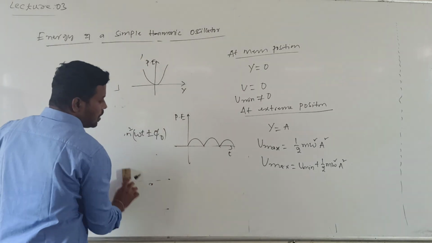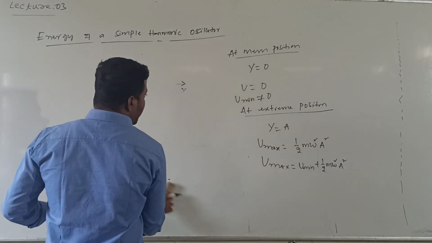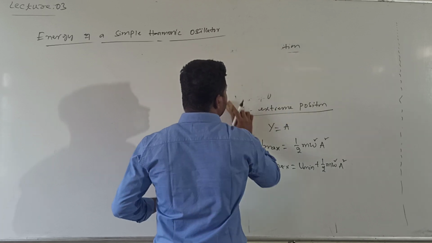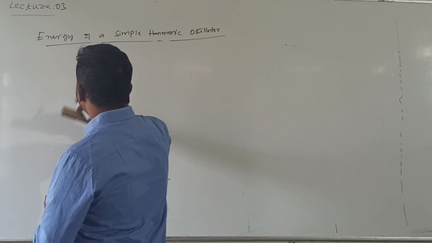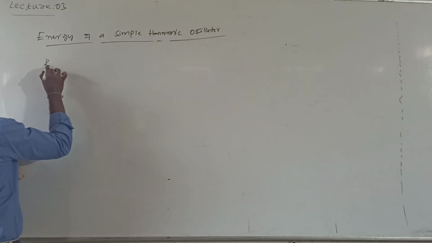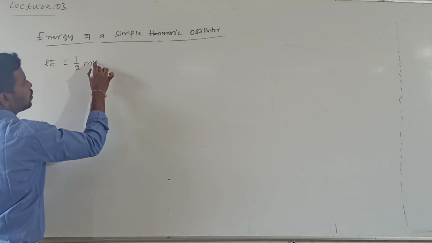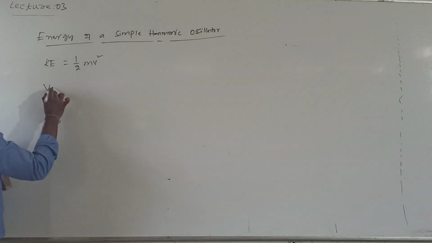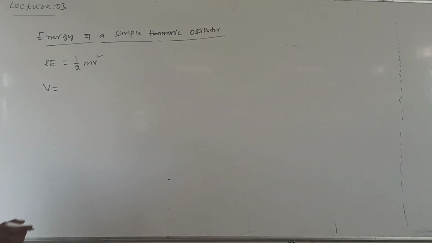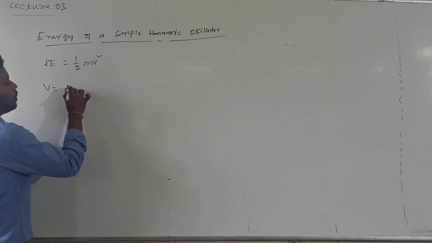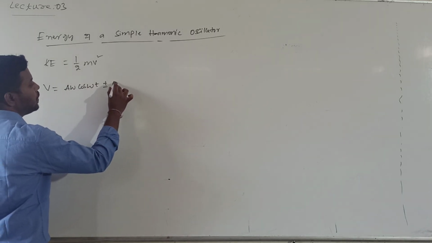After completing potential energy, now when a particle is executing simple harmonic motion, it also possesses kinetic energy. So what is kinetic energy? What is the general formula for kinetic energy? 1 by 2 m into v square. We know the velocity of a particle executing simple harmonic motion is given by v equal to a omega into cos(omega t plus or minus phi naught).